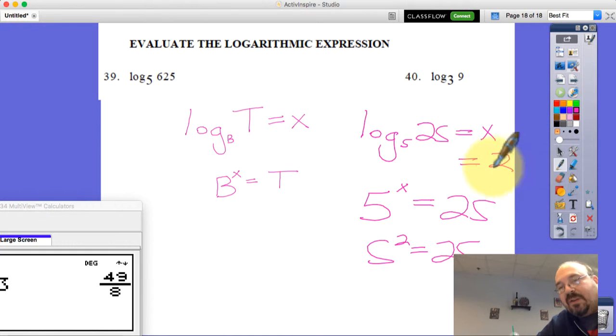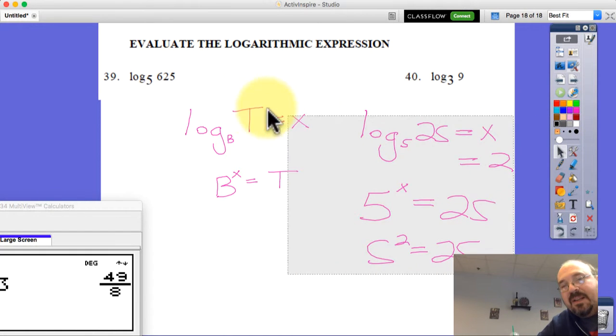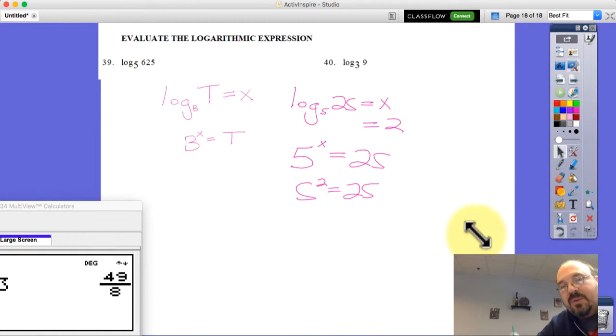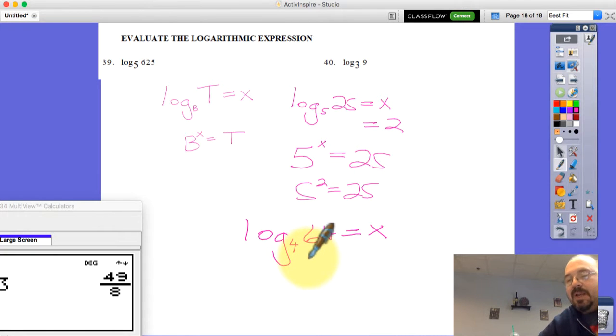Let's do another example. Let's say that I want to do log base 4 of 64, and I want to know what that equals. Again, write it in exponential form. So 4 is my base. The x over here by itself is the number I'm going to raise the base to. The target that I would expect when I do that is 64.